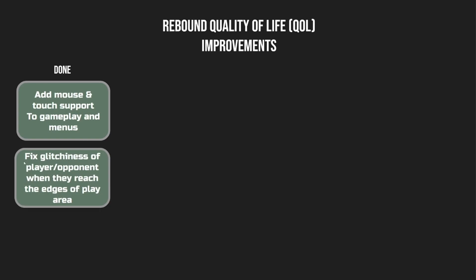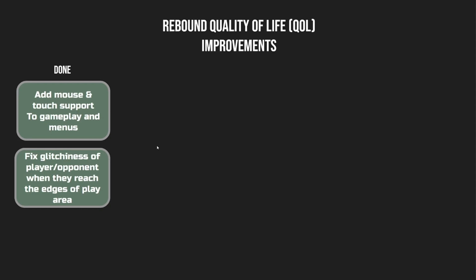And we've also fixed the glitchiness of the player and opponent when they reach the edges of the play area. I had a lot of little bugs after I switched from SFML to STL, where when the players are reaching the boundaries, sometimes they would get stuck and sometimes they just kind of go back and forth on a spot. There is, I think, a little bit of glitchiness occasionally still for the opponent when they hit the edges, but I'm still kind of looking into that. But it's much better than it was.